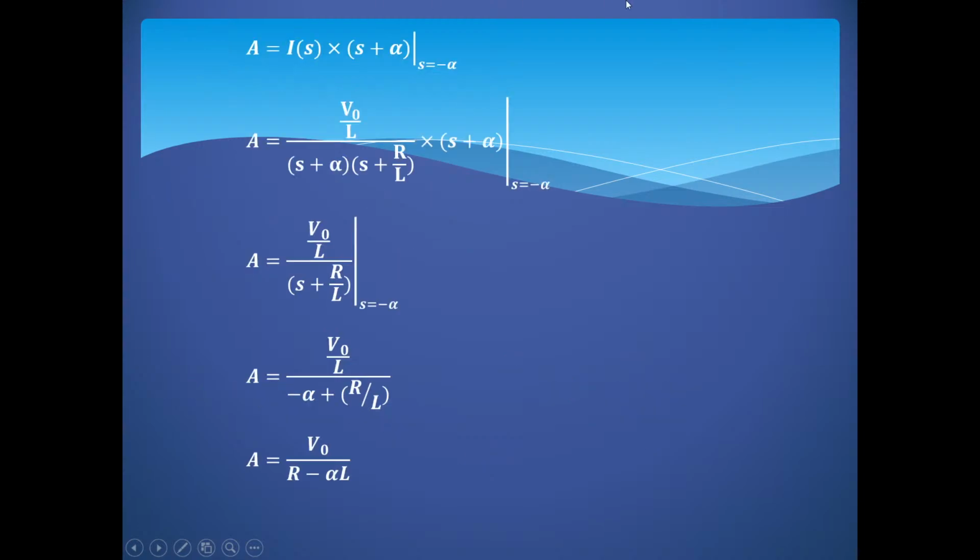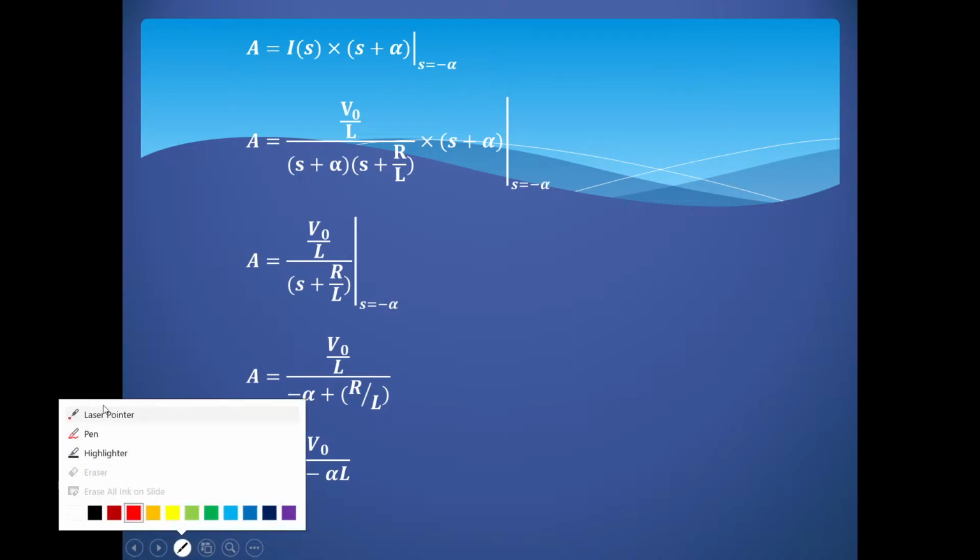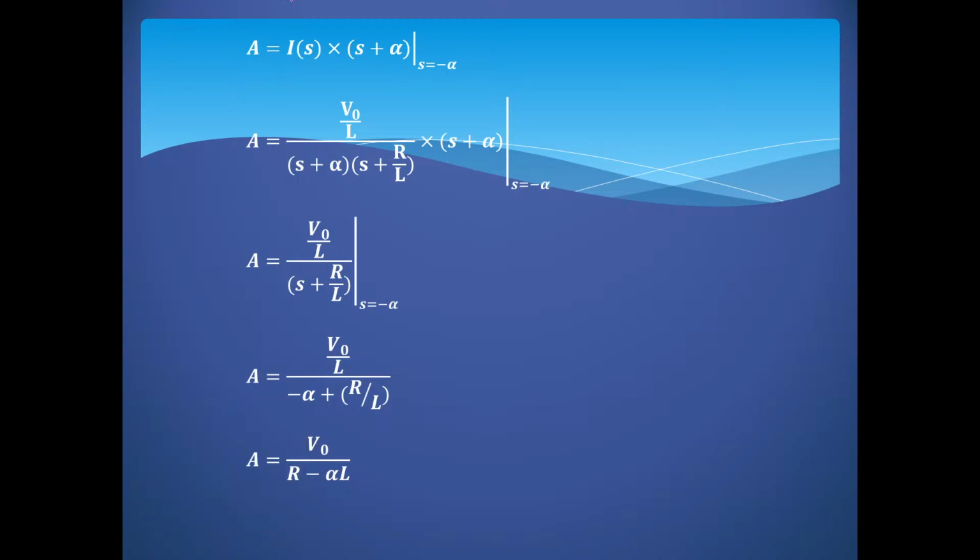So what is A? A is equal to I of s into s plus alpha, the denominator of A, at s equal to what? Equate s plus alpha to 0. If you equate s plus alpha to 0, s will be equal to minus alpha. So A is equal to I of s into s plus alpha at s equal to minus alpha. What is I of s? I of s is V naught by L divided by s plus alpha and s plus R by L, into s plus alpha, at s equal to minus alpha.